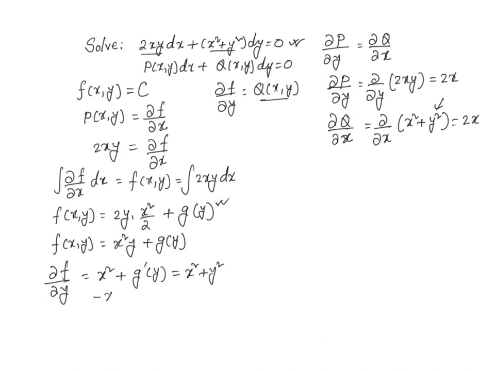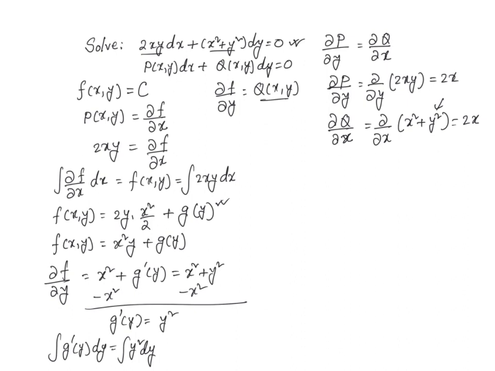Now if you subtract x squared from both sides, you are going to get g'(y) is equal to y squared. Now if you integrate both sides with respect to y, the integral of g'(y) dy is going to be the integral of y squared dy, right? And this integral is nothing but g(y). So g(y) is equal to the integral of y squared with respect to y, which is y cubed over 3.